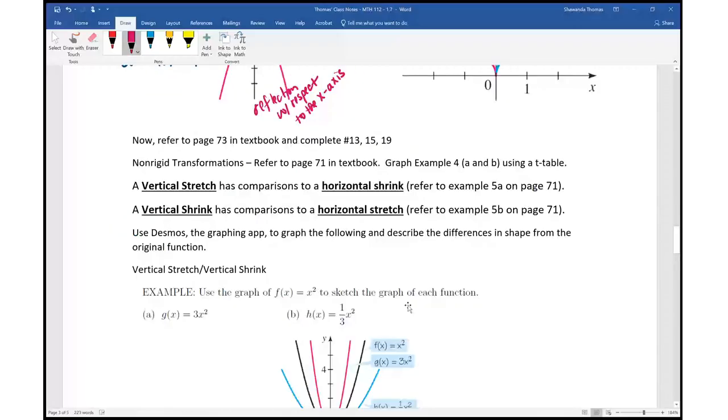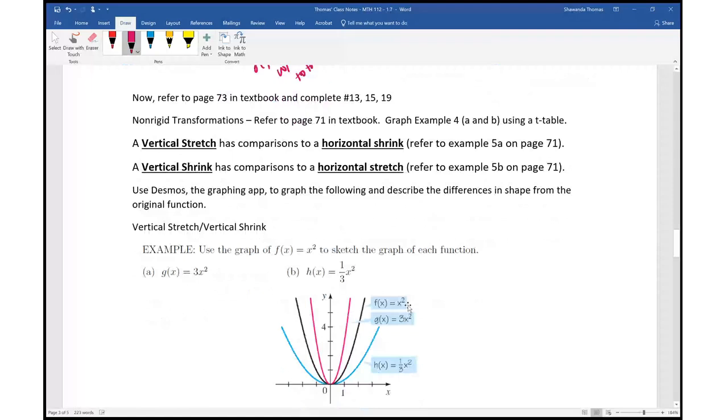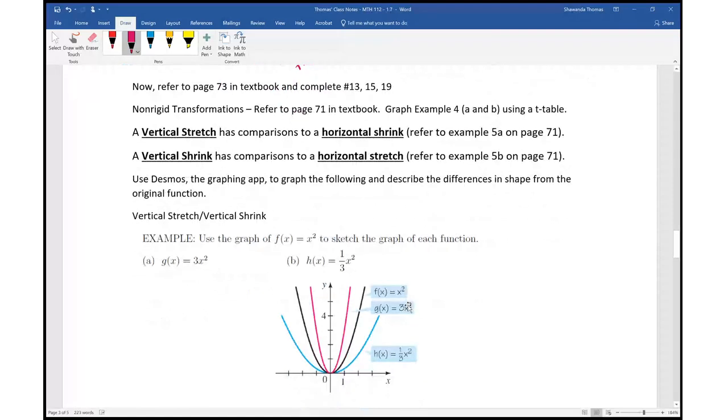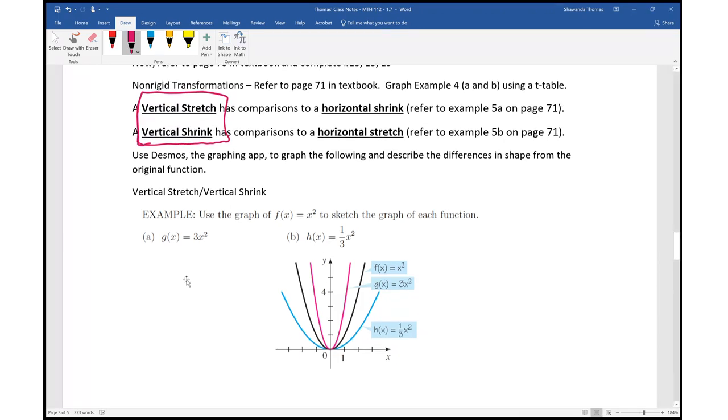Now let's talk about vertical stretching and vertical shrinking. So this is what I'm pretty much going to test you on, vertical stretching and vertical shrinking, even though it says a vertical stretch has comparisons to a horizontal shrink. So basically they're saying they're very similar, and a vertical shrink has comparisons to a horizontal stretch. I'm going to only teach you this, and I'm going to test you on vertical stretching and vertical shrinking.